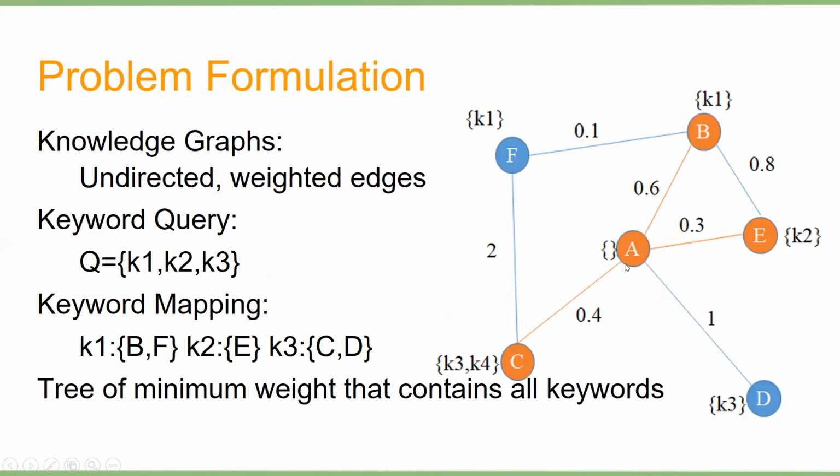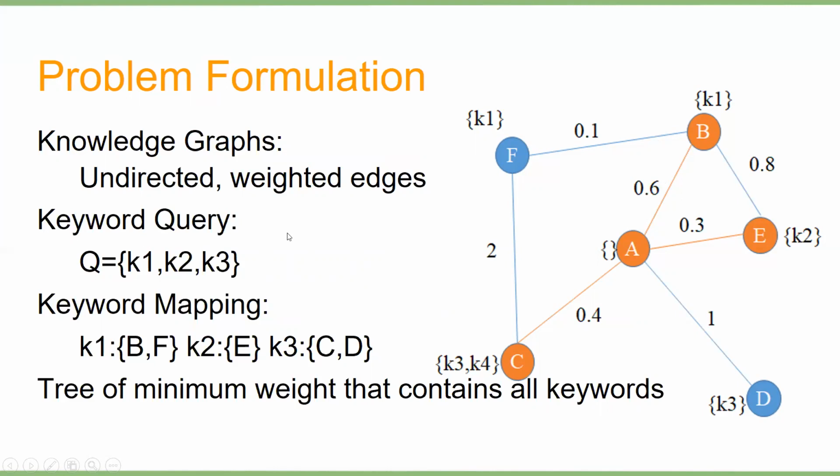Now we formulate our problem. In a knowledge graph, vertices denote entities. Undirected edges denote relations between entities. We assume there is a weighting function mapping edges to non-negative real numbers: 0.4, 0.1, 0.3. On the right side is the knowledge graph. You can see vertices and edges are denoted by symbols, but in real knowledge graphs, they should be meaningful text.